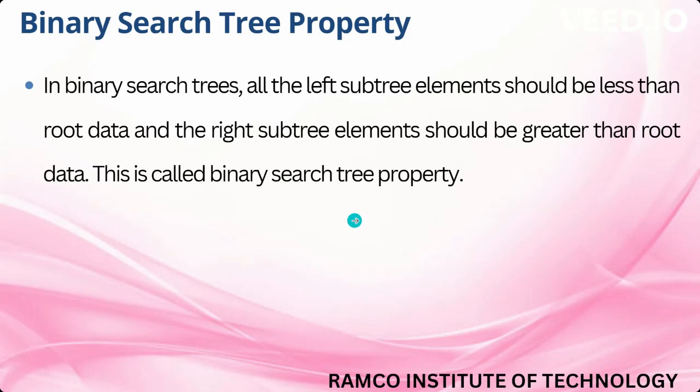Next, the binary search tree property. In binary search trees, all the left subtree elements should be less than the root data and right subtree elements should be greater than the root data. This is called the binary search tree property, which means the left subtree of a node contains only nodes with keys less than the node's key. The right subtree of a node contains only nodes with keys greater than the node's key. Both the left subtree and right subtree must also be binary search trees.